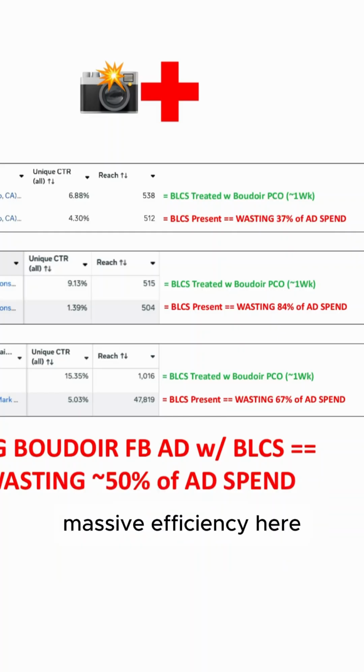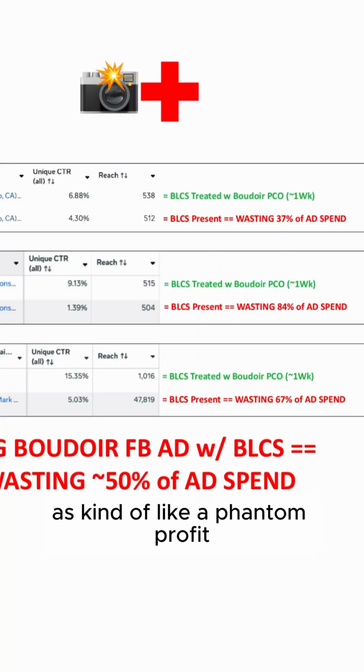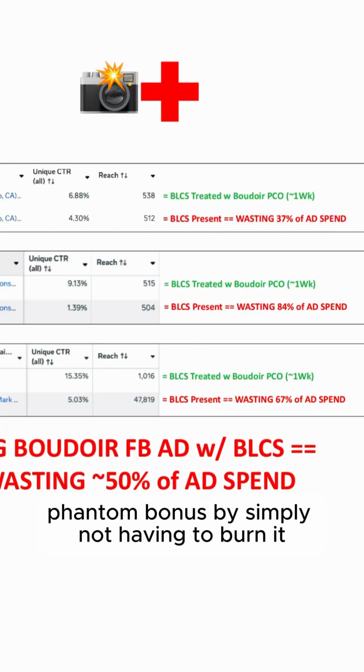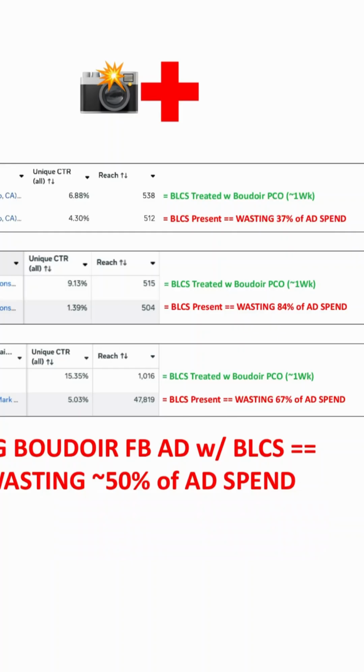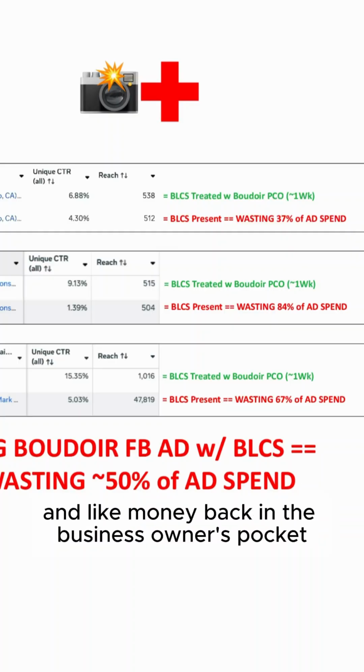So, massive efficiency here. So it's $8,400 a month, literally, that the Boudoir photographer can pocket as kind of like a phantom profit, phantom bonus by simply not having to burn it. And that's like 100K over the next 12 months in money back in the business owner's pocket.